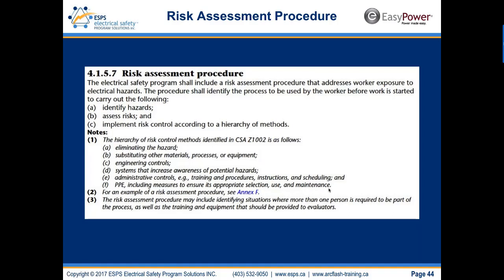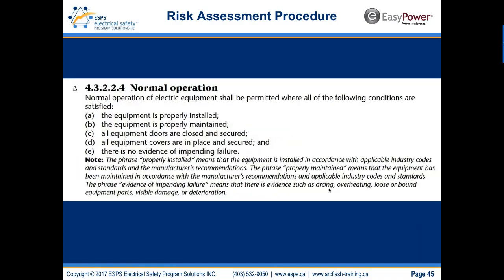So again, this is the new requirement. This is no longer electrical hazard analysis. It's a risk assessment procedure, and it has to be and shall be documented in a company's electrical safety program. Normal operation is defined. This is the clause in Z462. It's the same content of the article in 70E. 5 things: the equipment's properly installed, the equipment's properly maintained, which is subjective, all equipment doors are closed and secured, all equipment covers are in place and secured, and there's no evidence of impending failure.